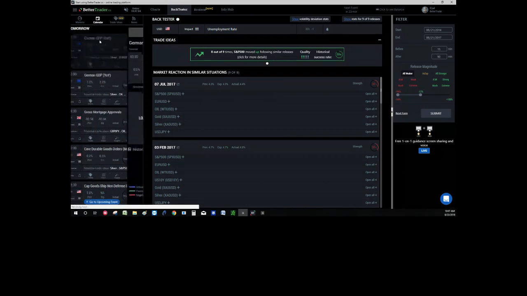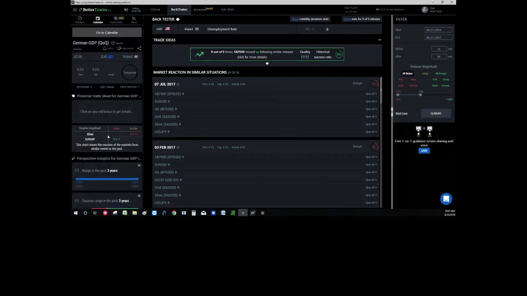German quarter over quarter GDP is going to release tomorrow. Which market should I trade? Euro pound, euro dollar, euro yen. And this is the nice part of the system. Even before the event release, we can see the opportunity that's going to be tomorrow. We don't know what the actual number is going to be, but what we can do is simulate what happened in the past in similar situations.